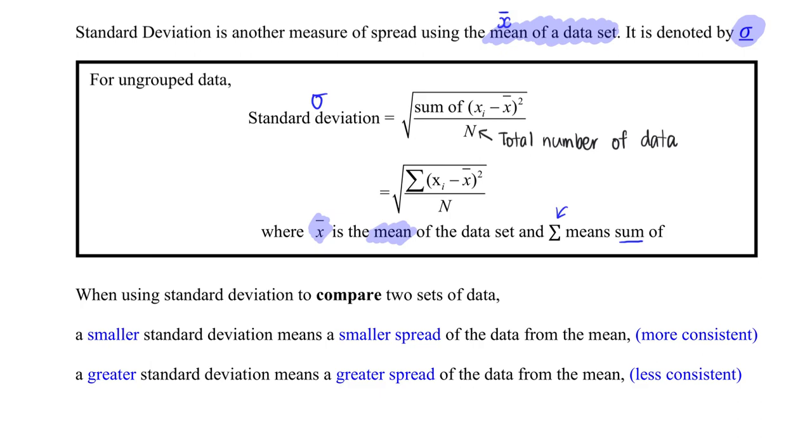And when we use standard deviation to compare two sets of data, since it is a measure of spread, something very important to take note of is: smaller standard deviation means smaller spread, more consistent, because the data is spread less from the mean itself. On the contrary, greater standard deviation means greater spread from the mean, less consistent.